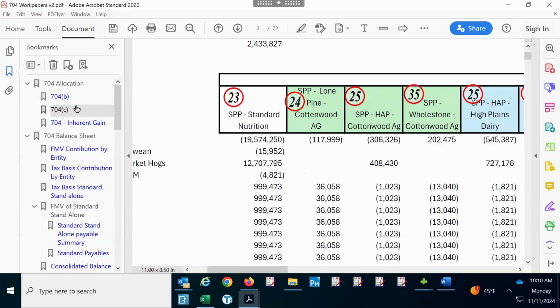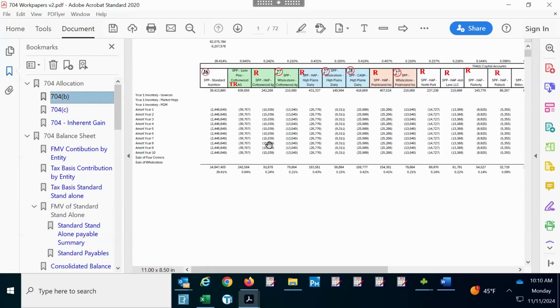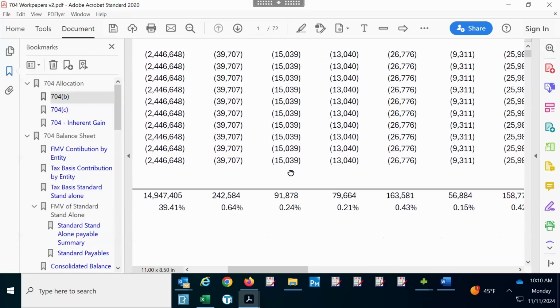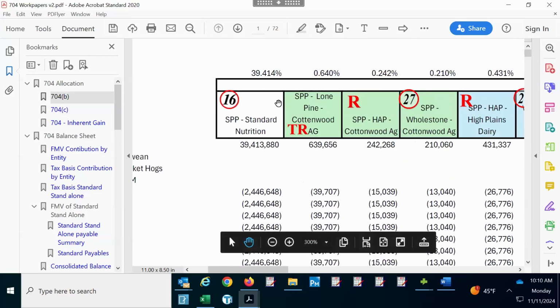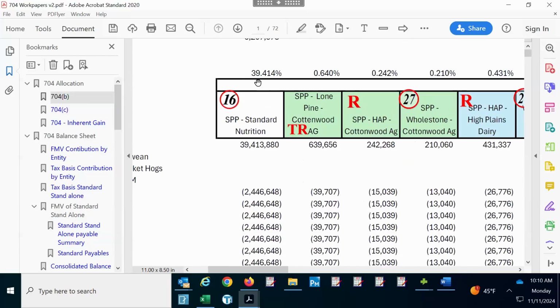As we go, and what Aaron was talking about, and he said it, but you wouldn't have recognized what he said, was we started at 39 million. This is a $100 million transaction. 39 million is 39.413%. So the beginning balance of 39.413 divided by 100 million happens to be 39%, correct?